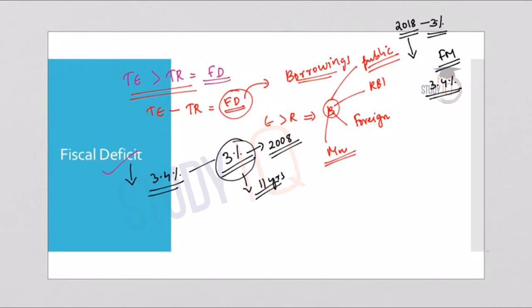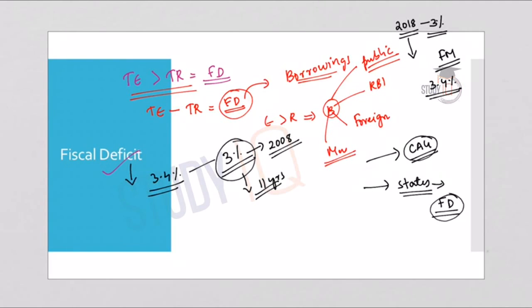And here one important factor to be considered is the CAG report. The CAG report also recently said that there is massive budgetary fudging. And coming to the status of different states, various states are also in a bad fiscal state. That is, there is a higher fiscal deficit with the state governments as well.